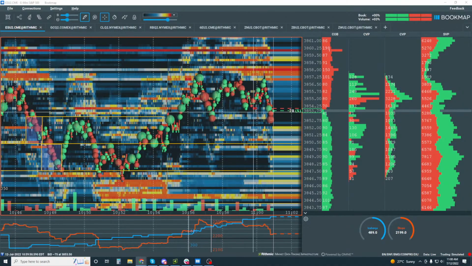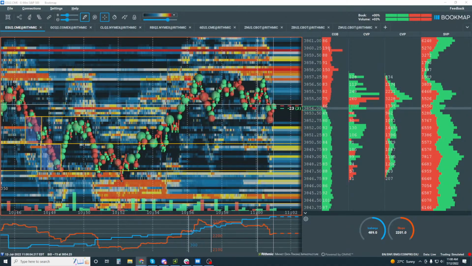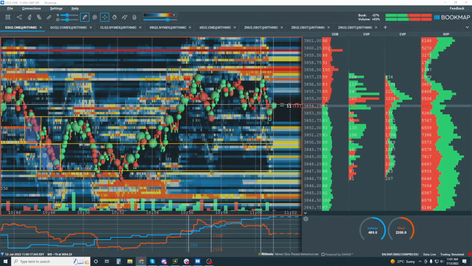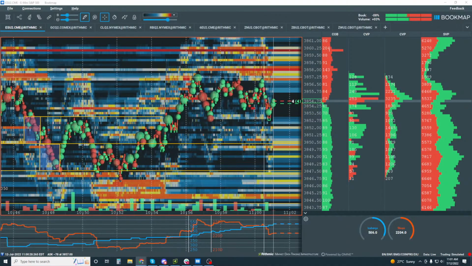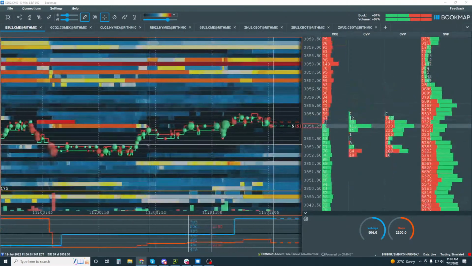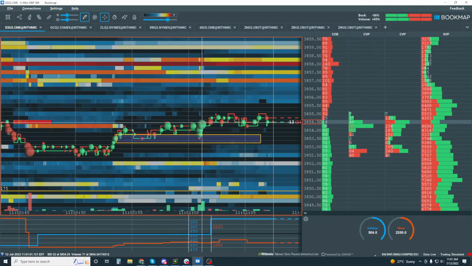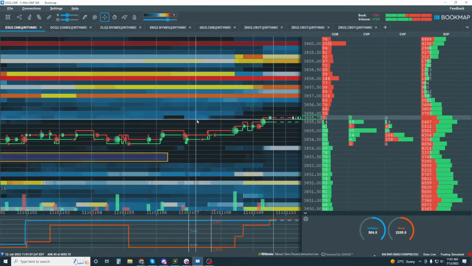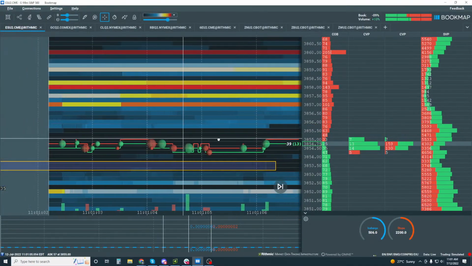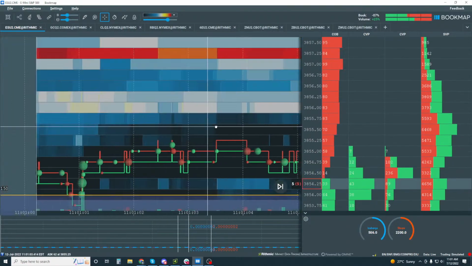And I'll go into the very small time frame in the microstructure, and we can talk about that. Okay. How you can apply the same concepts here.